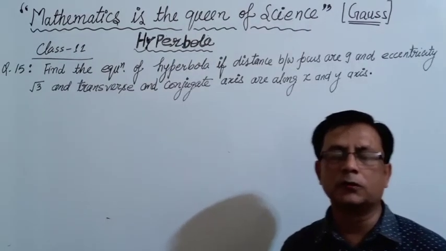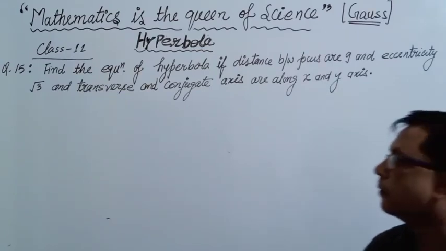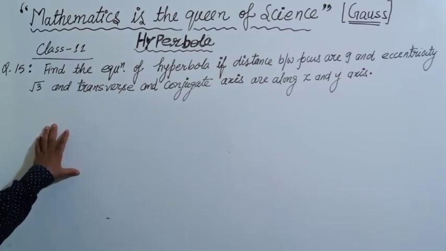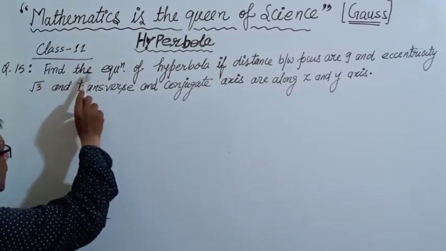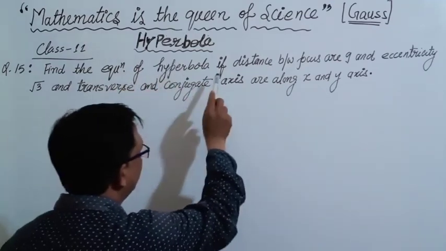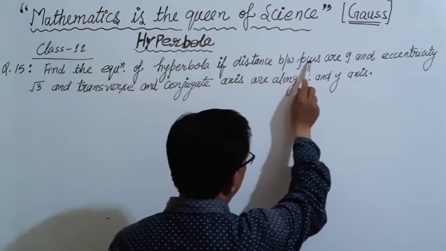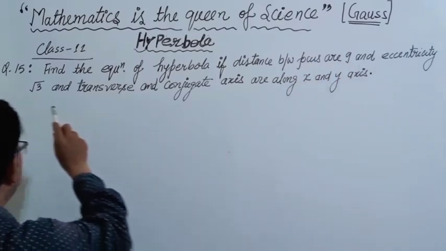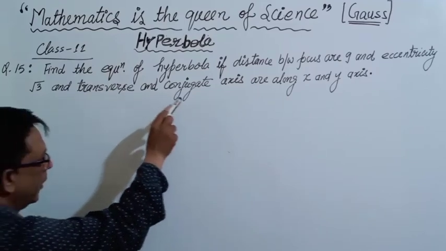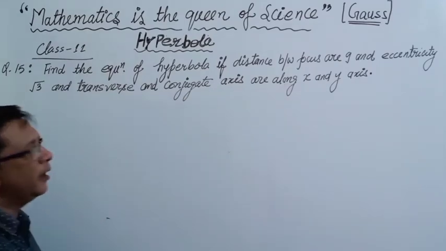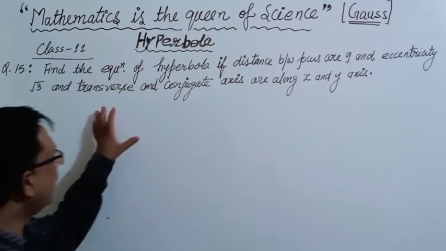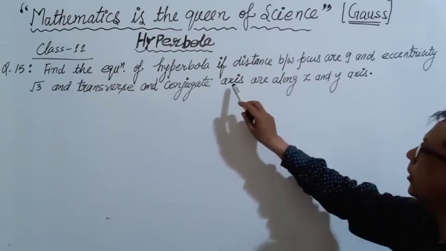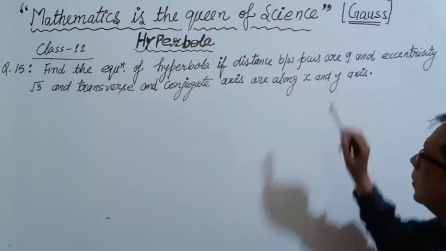We move to question number 15, and question number 15 is a very good question. The question is: find the equation of the hyperbola if the distance between the foci is 9 and the eccentricity is √3, and the transverse and conjugate axes are along the x and y axes. What is the meaning of this statement? Transverse and conjugate axes are along the x and y axes.